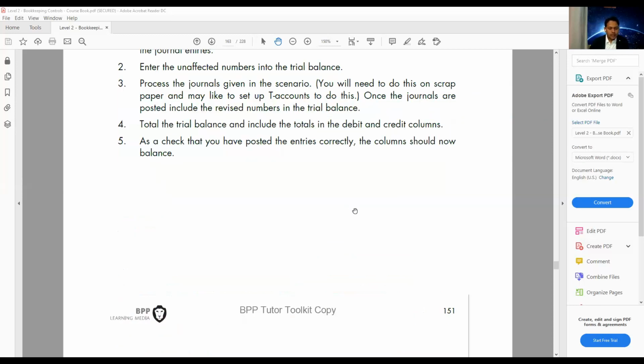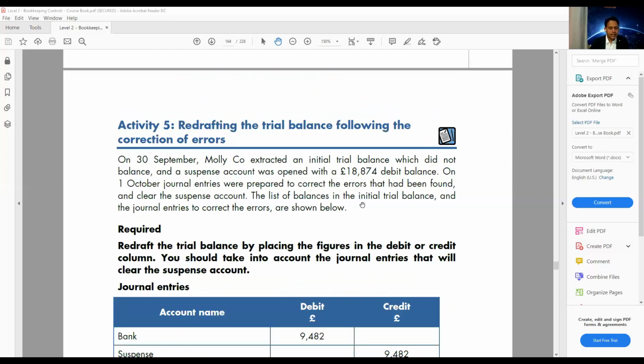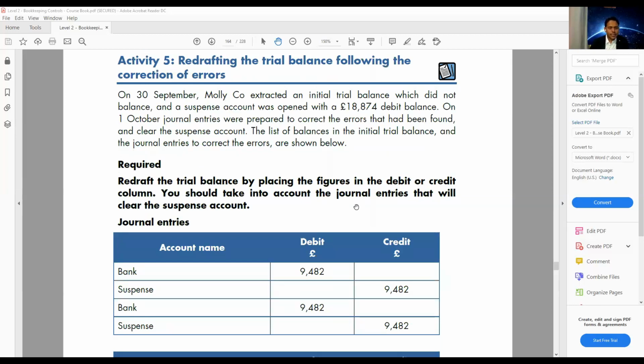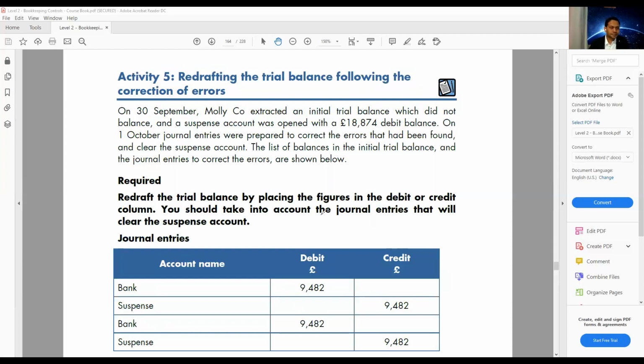All right, let's move on. Let's see our next activity. Activity 5. Redrafting the trial balance following the correction of error. So let's do that.